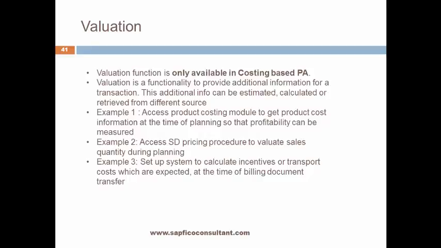An example is to access the product costing module to get product costing information at the time of planning so that profitability can be measured. Example 2 is to access the SD pricing procedure to evaluate sales quantity during planning. Another example could be to set up the system to calculate incentives or transport costs which are expected at the time of billing document transfer.